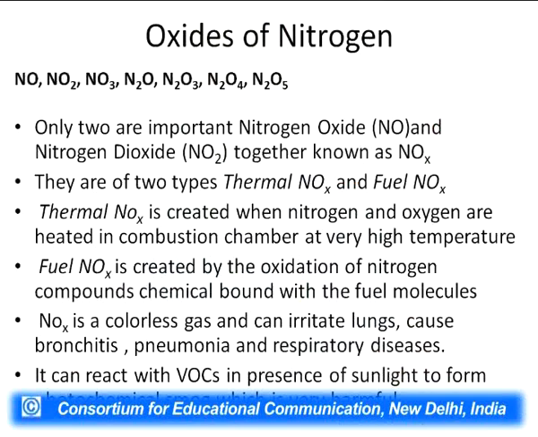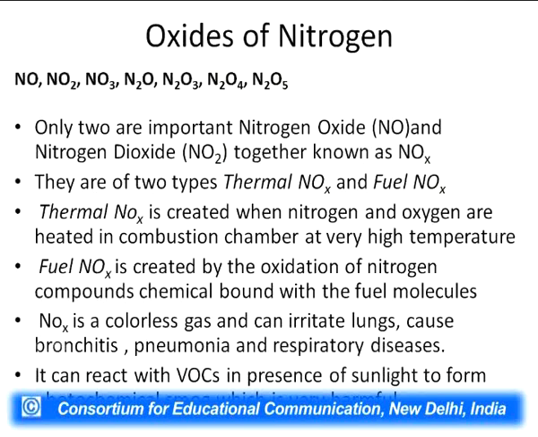There are around 7 oxides of nitrogen that can be present in the atmosphere. They are NO, that is nitrogen monoxide, NO2, NO3, N2O, N2O3, N2O4, N2O5. But only 2 are considered to be important air pollutants. They are nitrogen oxide, NO, and nitrogen dioxide, NO2. Together these 2 gases are known as NOx.